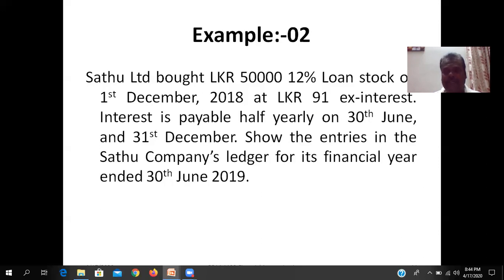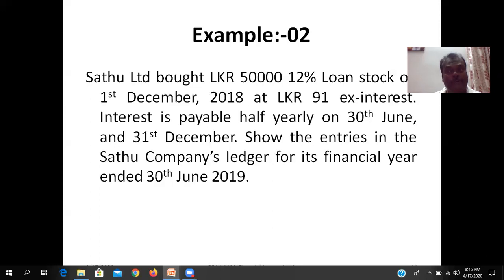But we had to check whether the investment was purchased cum interest or ex interest. This investment was purchased ex interest. Ex interest means the immediate next period interest is payable only to the vendor, that means the seller, not to the purchaser. Now we are maintaining this investment account in the purchaser's book, so on 31st December 2018, we don't need to compute the interest because this investment was purchased ex interest.